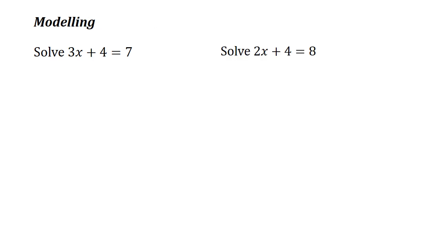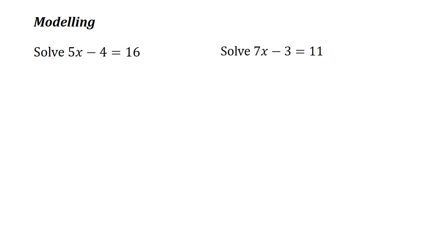Okay, two-step equations now. Similar to before, but we're going to have two steps. First of all, we're going to get rid of the plus 4 by subtracting 4 from both sides, which leaves us with 3x equals 3. Then we can get rid of the multiply by 3 by dividing by 3, leaving us with x equals 1. Pause the video, try the one on the right hand side. So you should have begun by subtracting 4 from both sides and then dividing by 2 to get x equals 2.